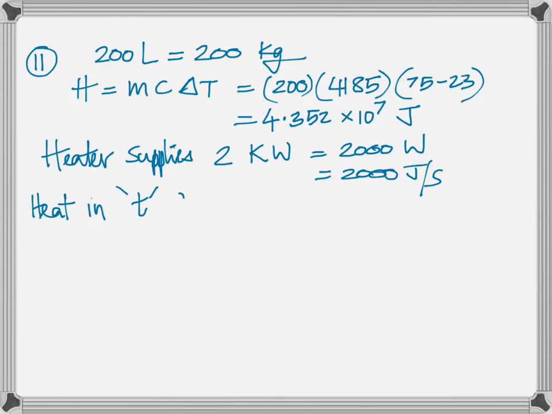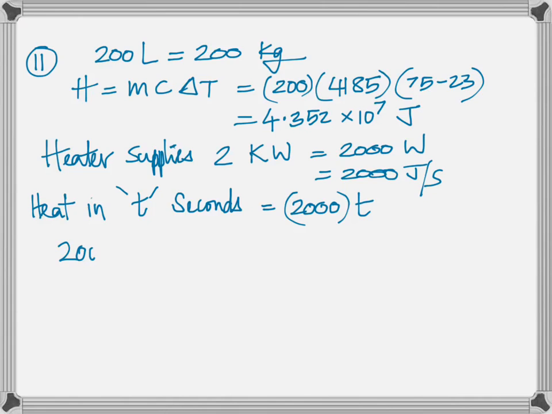The heat supplied in T seconds would be 2,000 times T. Hold on. The heater supplies 2,000 joules per second. What does that mean? It means every second it gives you 2,000 joules, isn't it? That's why in the next step I said the heat in T seconds would be 2,000 multiplied by T. And I'm going to set that equal to that much.